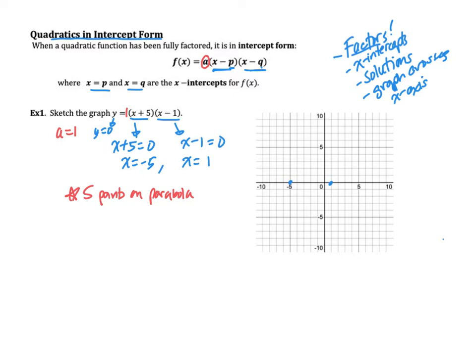Well, hopefully you're saying to yourself a really key point that we must have is our vertex, because your vertex is either your maximum or your minimum. Now, if you have a positive leading coefficient of 1, that means the parabola is opening upward, which means this particular parabola is going to have a minimum. So where is your minimum going to be? Well, your minimum is going to be where your axis of symmetry is. So how do I find my axis of symmetry? Well, let's just pause and think about that for a minute. If I have x-intercepts at negative 5 and 1, where would my axis of symmetry be located?